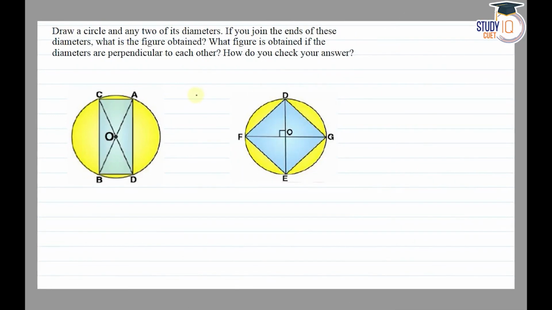Hello everyone. This question appears in Class 6 NCERT chapter of Practical Geometry. This is third question of its exercise 14.1. So the question says that draw a circle and any two of its diameters. If you join the ends of these diameters, what is the figure obtained? What figure is obtained if the diameters are perpendicular to each other? How do you check your answer?